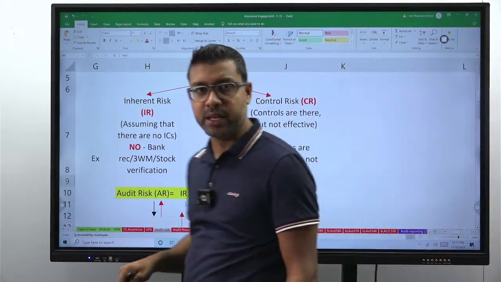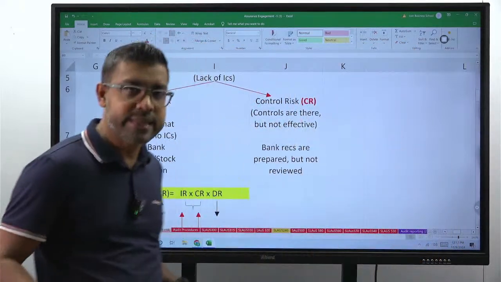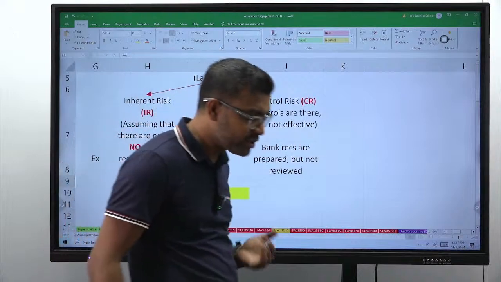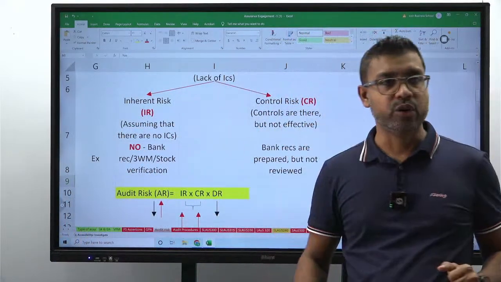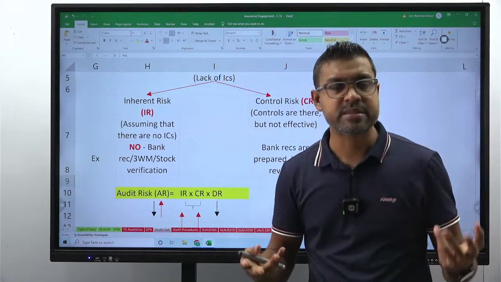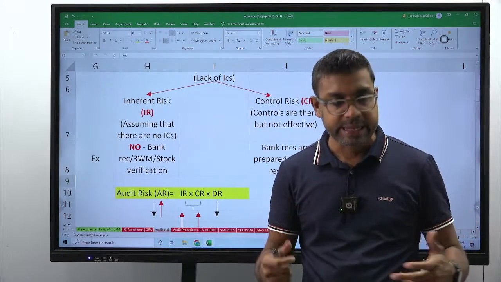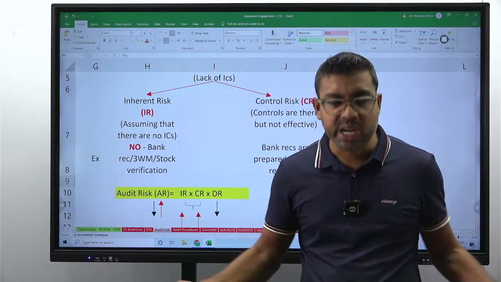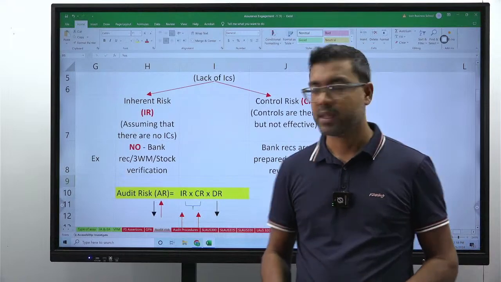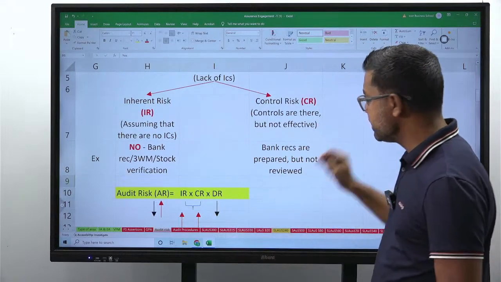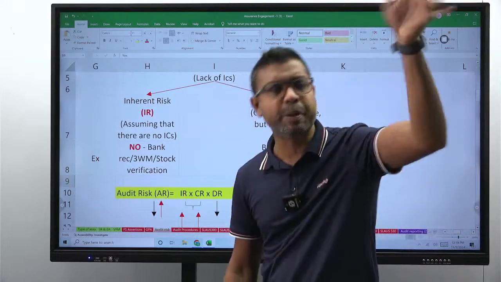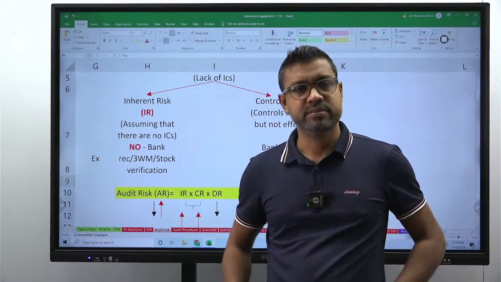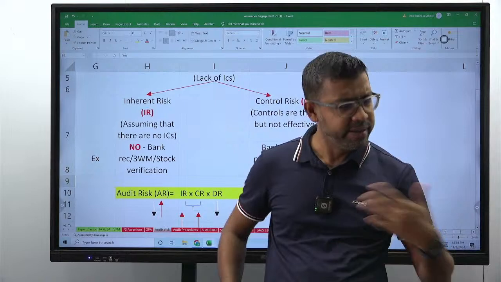Control risk means control is there, but controls are not working effectively. In other words, through these internal controls, material misstatements will not be detected, prevented, or corrected on a timely basis. Example, bank reconciliations you prepare. Simple example I am taking. Bank reconciliation you prepare, but no one is reviewing. The person who is preparing just prepares and files.